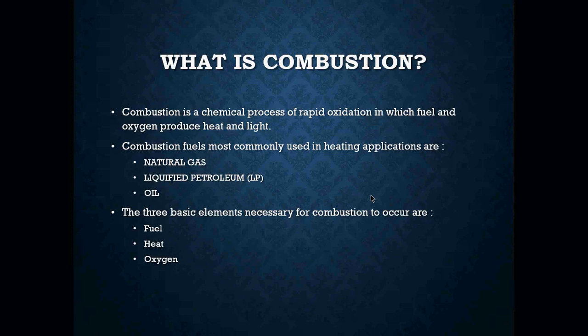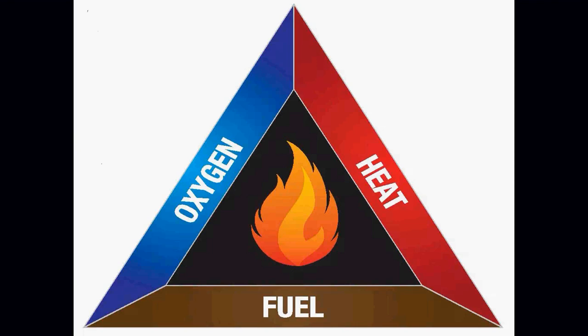The three basic elements necessary for combustion to occur in all three of those commonly found type fuels are going to be your fuel, your heat, and your oxygen, which is better known as your combustion triangle. If I have all three of those elements, I can produce fire. If I remove one of those or alter one of those, I'm either going to have complete combustion or incomplete combustion.